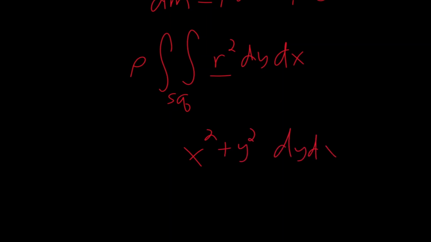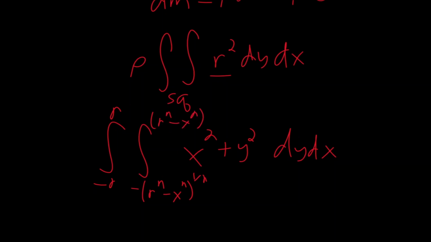And because we're integrating over a Squircle, our bounds are going to be as follows. It's going to be from negative r to r. And then our bounds for this second integral right here, or really first, because that'll be the order in which we're evaluating it, is going to be r to the n minus x to the n, all to the 1 over n. And then similarly, the same thing, but positive up in the top bound. So r to the n minus x to the n, all to the 1 over n. And then we have a rho out front.